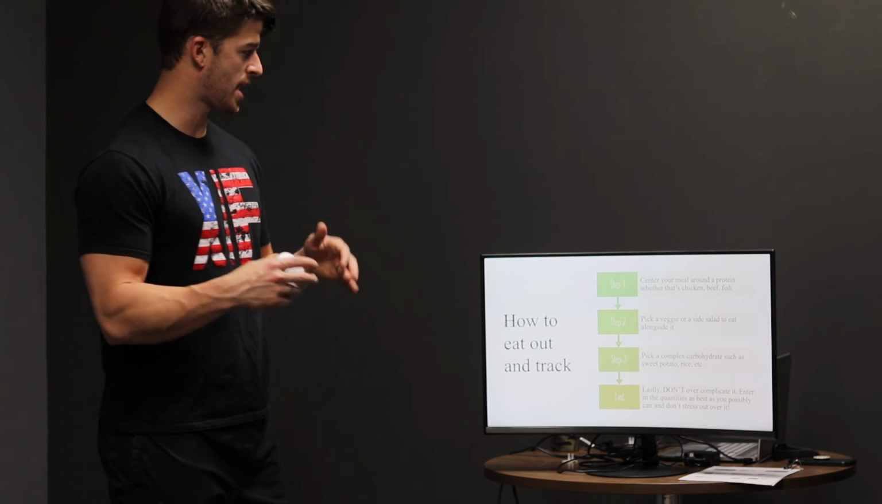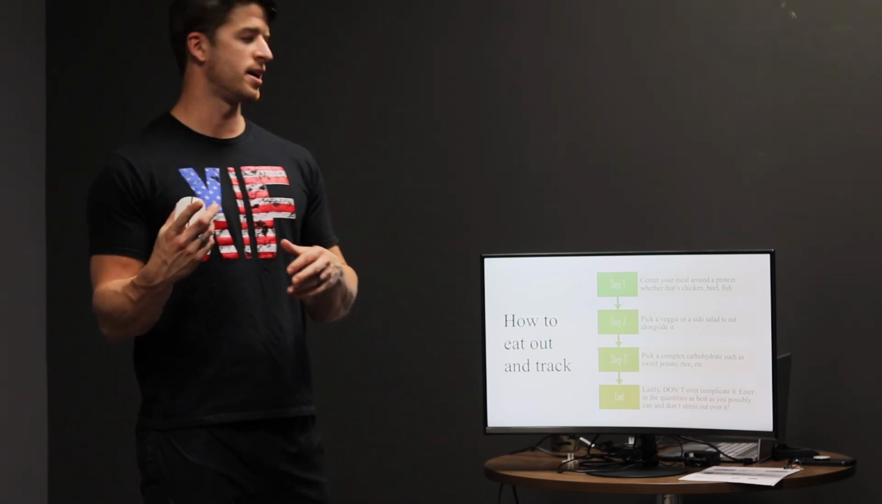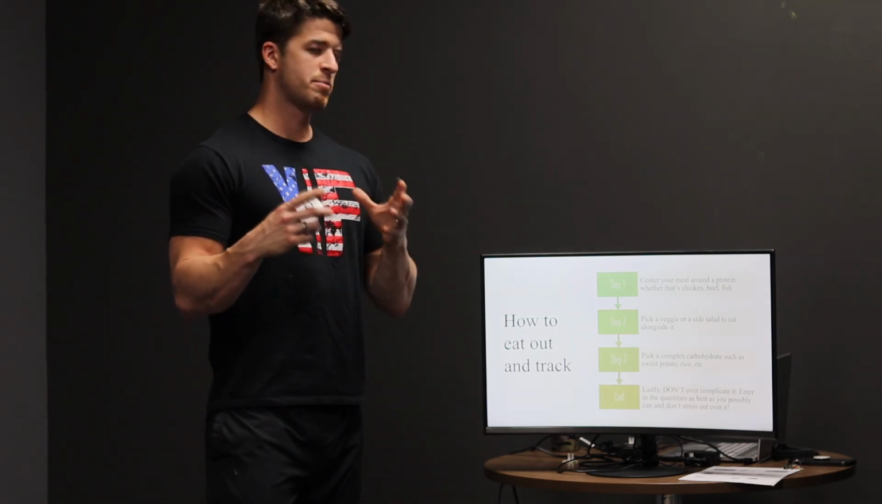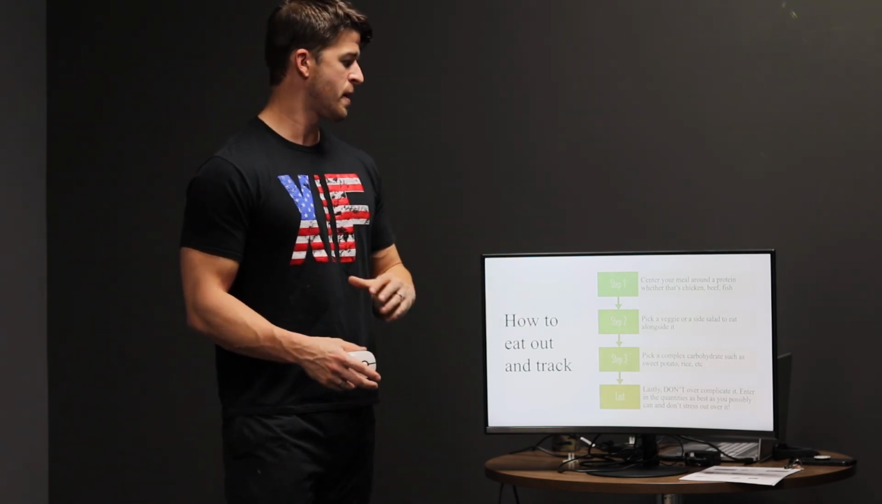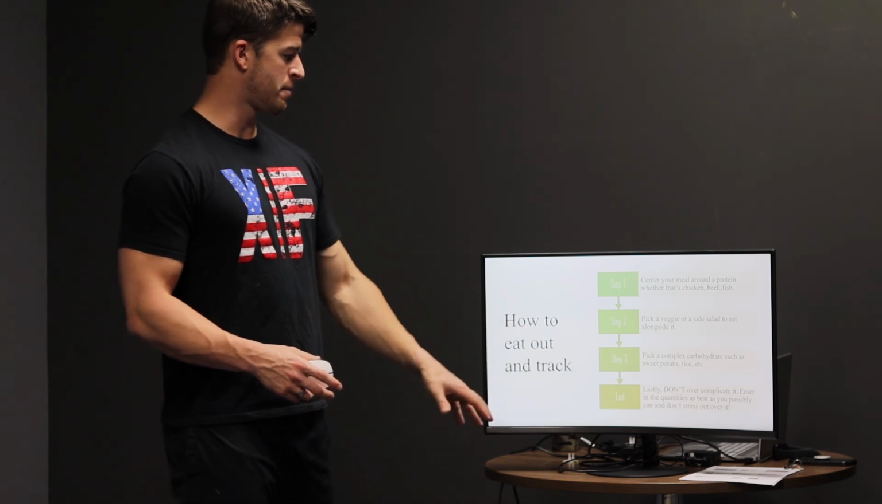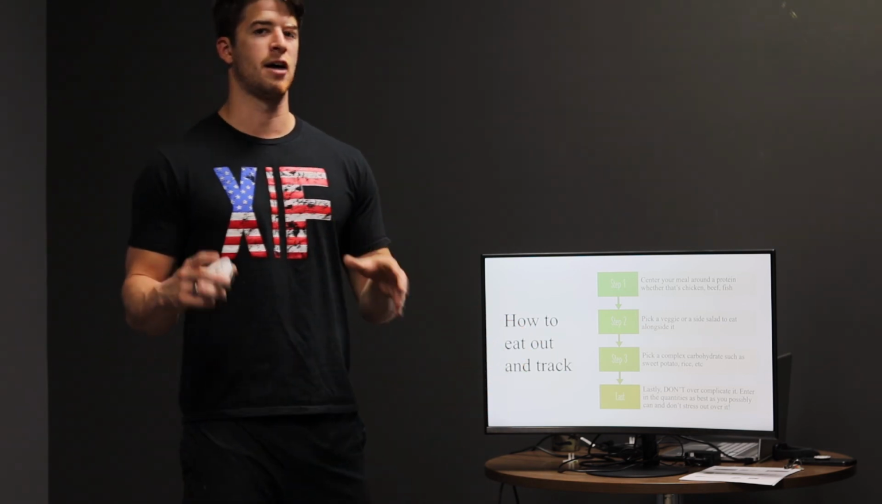So when we're tracking it, you pick the protein source that you want, whether it's beef, chicken, or fish, whatever the case is. Pick a veggie, a complex carb, and then lastly, just don't overcomplicate it.